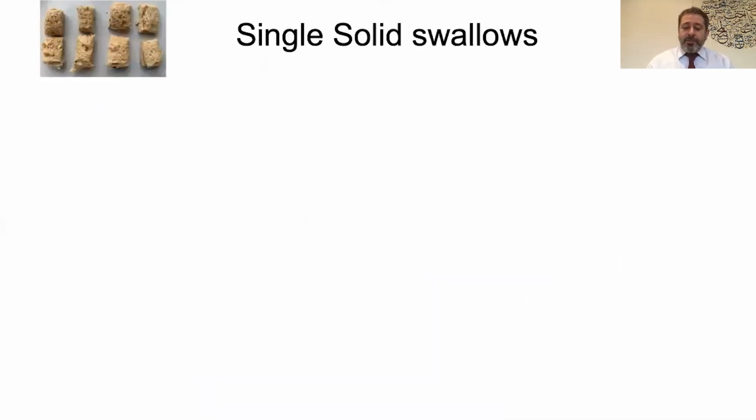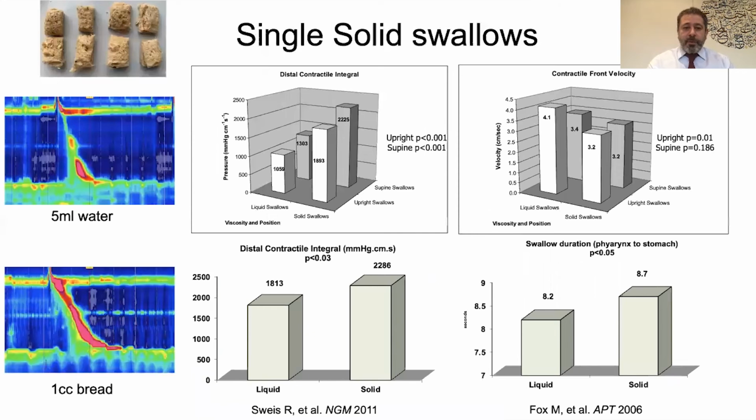Single solid swallows is another way of testing these patients. Patients are given a small solid, such as bread with butter in it, or a dumpling or a biscuit, and they're asked to swallow. And we know from studies that compared to single water swallows, solid swallows are more likely to enhance contraction, increase contractile vigor, reduce the contractile front velocity, and prolong the duration of the swallow.